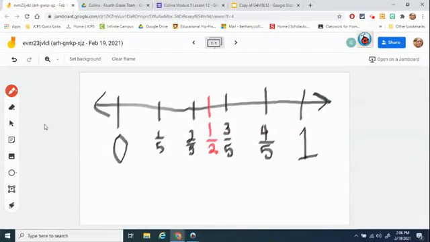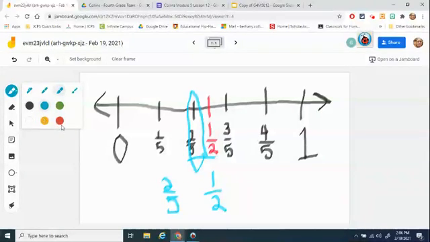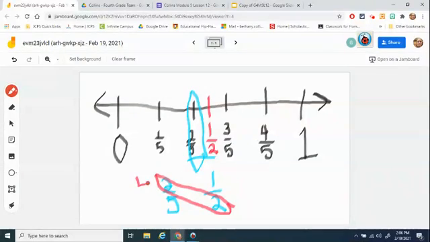Okay, so if I'm comparing 2/5 and 1/2 here, 2/5 is smaller, lower down on my number line than my 1/2. And if I do my butterfly method, okay, so 2 times 2 is 4. 1 times 5 is 5. 5 is definitely bigger, so 1/2 is bigger than 2/5.